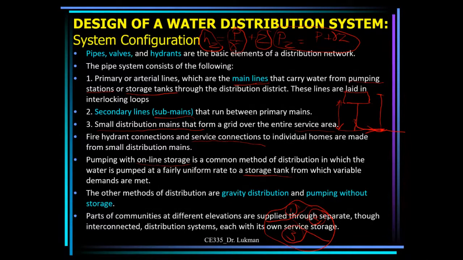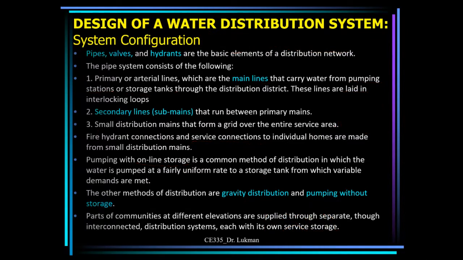Now, parts of communities at different elevations are supplied through separate, though interconnected distribution systems, each with its own service storage. The service storage here refers to the service storage reservoir. Like here in Hafr Al-Batin, due to the nature of the elevation, you have a valley, some areas at low elevation, some at high elevation. So these are supplied through interconnected distribution systems, each with its own service storage.